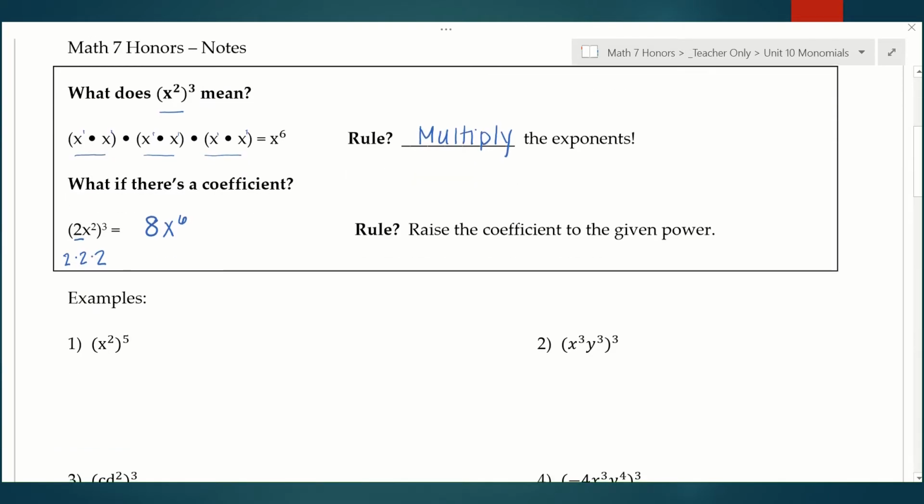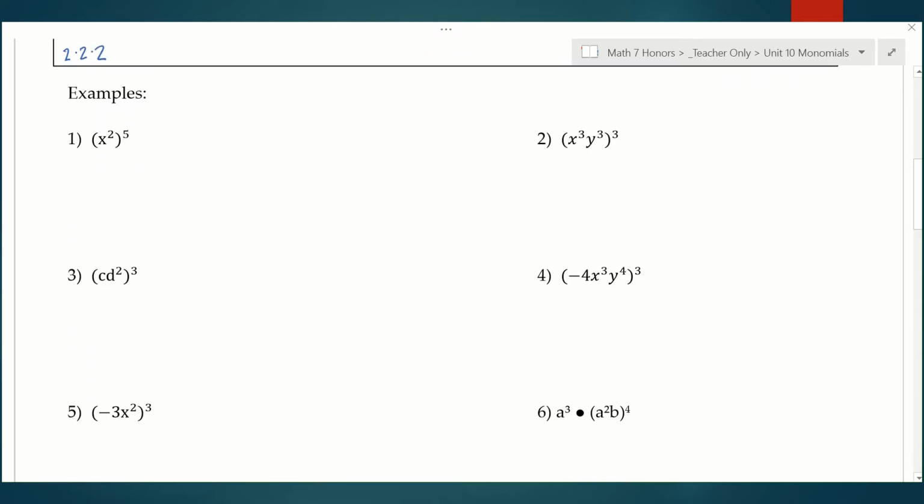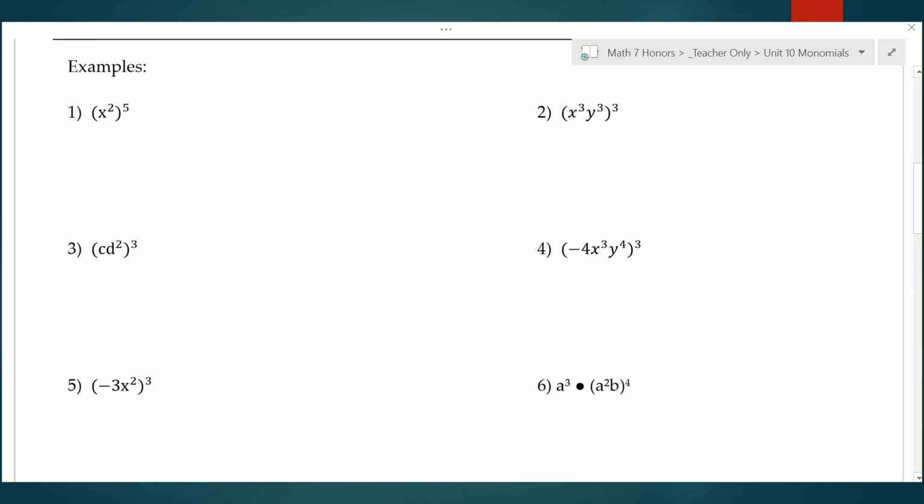Okay, so let's try some examples to make sure we understand that rule. So number one, and even though our coefficient isn't written here, it's really a 1. And so if you needed to think, okay, well, 1 to the fifth power is still 1, that's why we're not worrying about writing it. Okay, so I'm just going to use my rule that when I'm raising an exponent to a power, I multiply. So this would equal x to the 10th power.